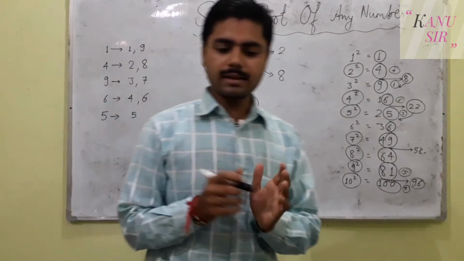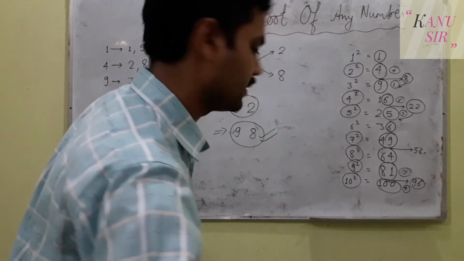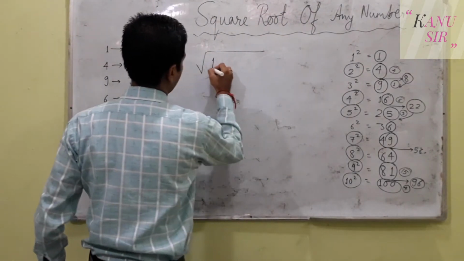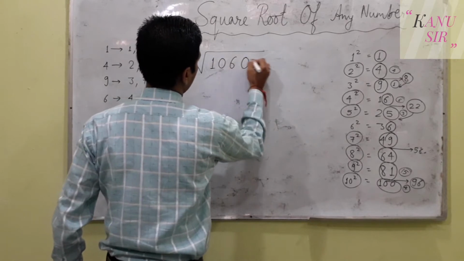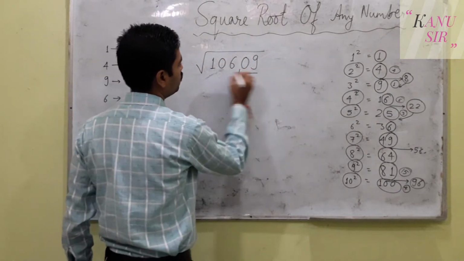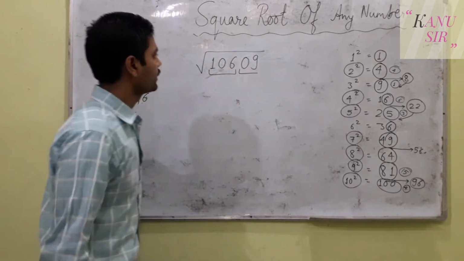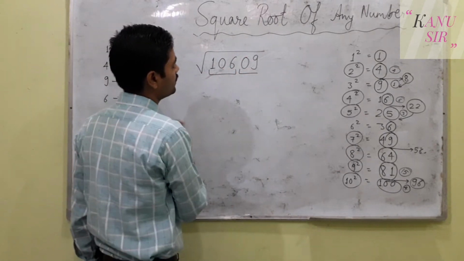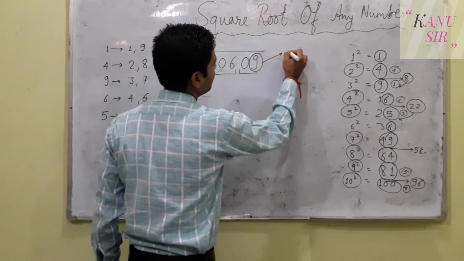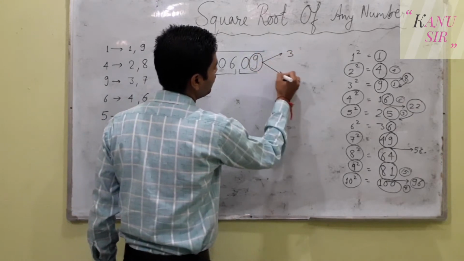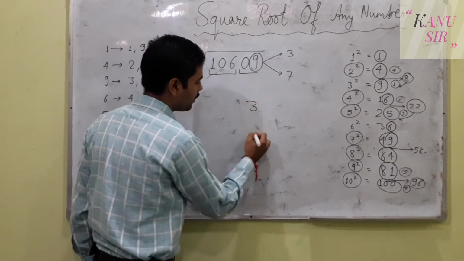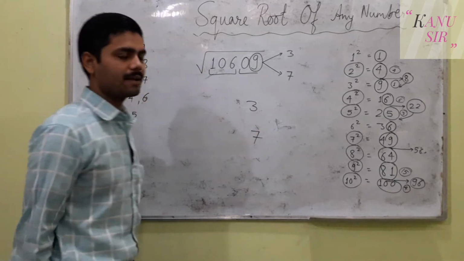Now let us take one more example of 5 digits here. 10609. Now while breaking the number, we have to break 2 and 3 digits, and after breaking these, we have to take the ones digit here. 9 is the square of 3 and 9 is also found in the square of 7. So either our answer will be 3 or our answer will contain 7.